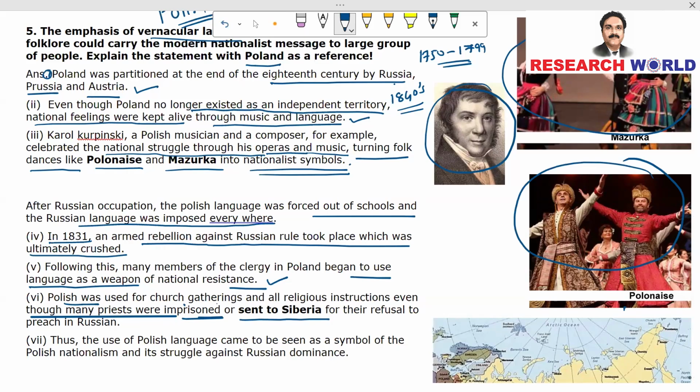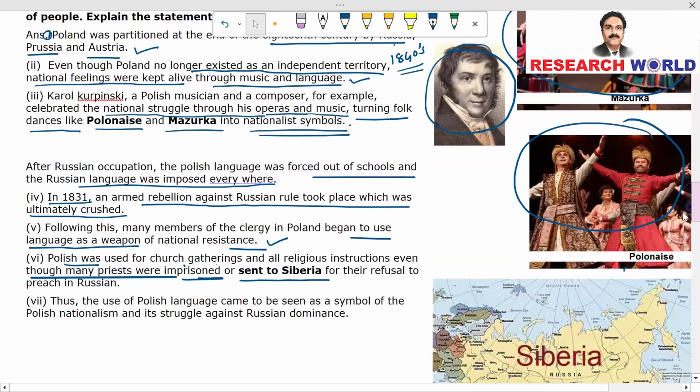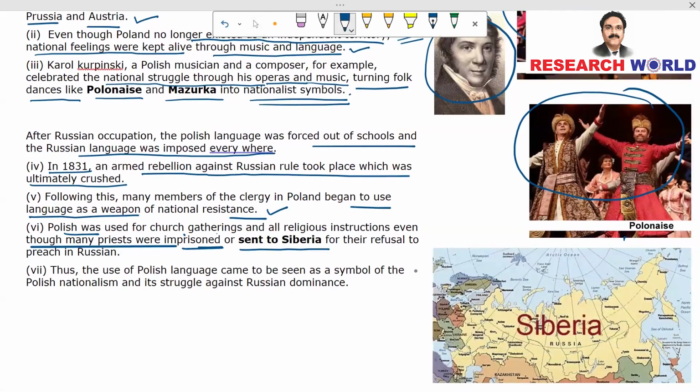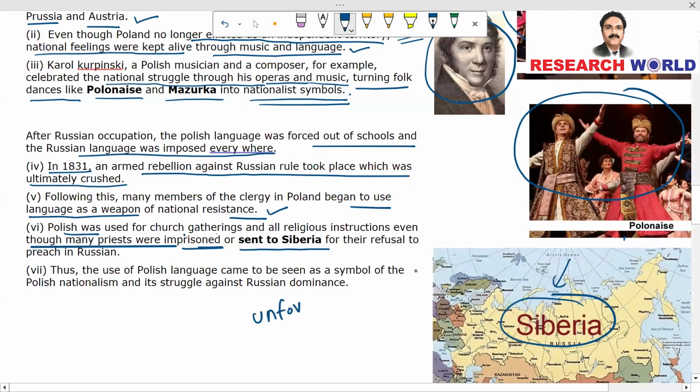Okay, Siberia. Why Siberia? Because in those days, sending to Siberia is one of the most rigorous punishments that you can mete out to someone. This part of Russia, which is close to the Arctic Circle, has got an unforgiving climate. It's so harsh, inclement, unforgiving climate that an ordinary person will not be able to survive in this part of the world. And therefore they were forced to be sent to Siberia for their refusal to preach in Russian.